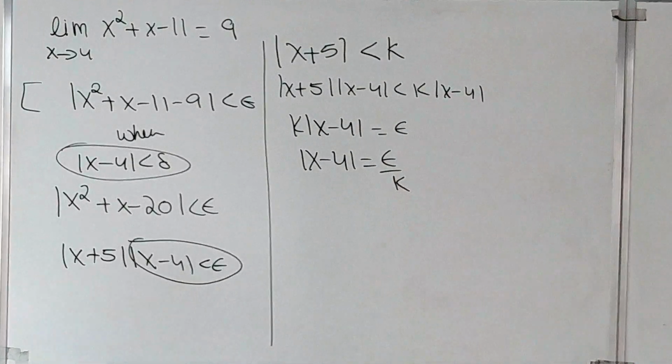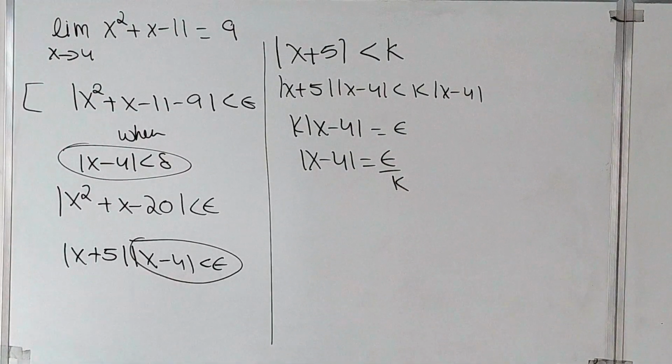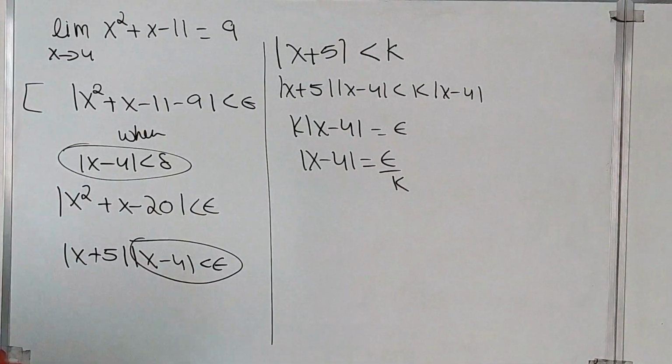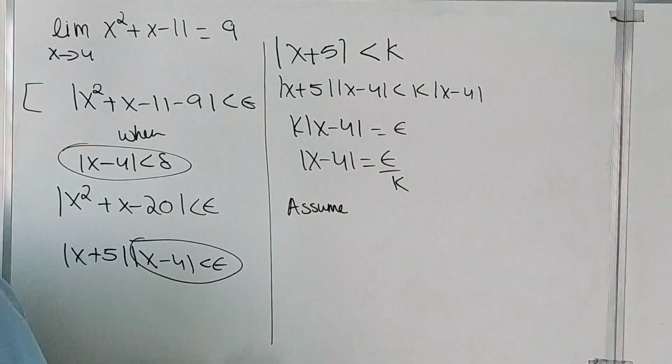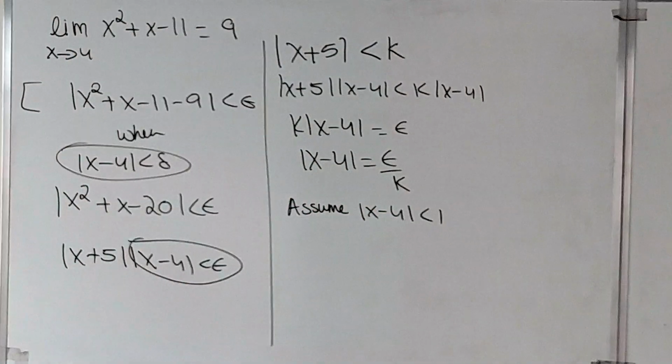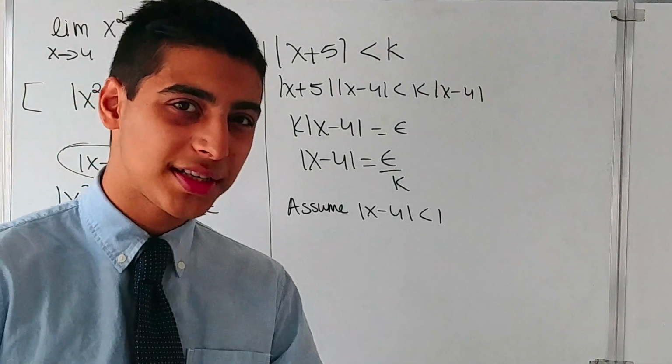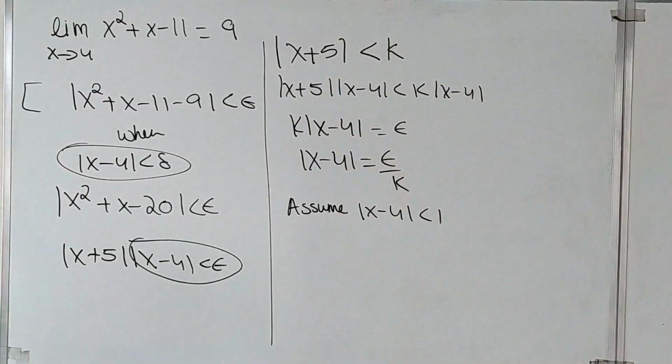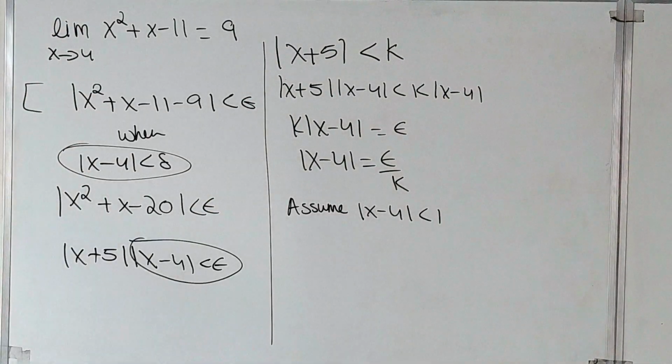You can have the number as 1, you can have it as 5, you can have it as 3,000, or 1 over 15. It's really your choice. But what I'm going to do is say that the absolute value of x minus 4 is less than 1. Why am I taking 1? That's because 1 is an easy number to deal with. It's overall, I guess you can say, the easiest number. You can't say 0 because the absolute value can never be less than 0.